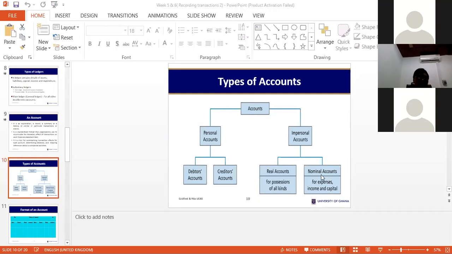So as we go along, you would have to be able to get the flow. All items in the purchases journal would go, as individual items, to be reposted to the creditors accounts under the subsidiary or the purchases ledger. So from purchases journal to purchases ledger, the total of the purchases journal would go to the general ledger as a nominal account.